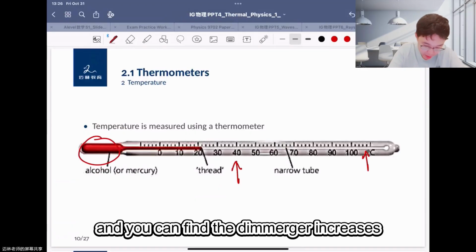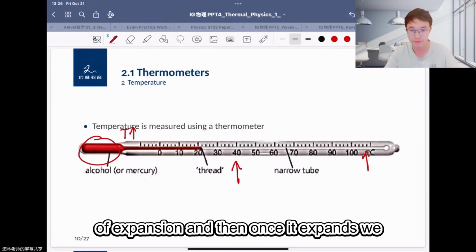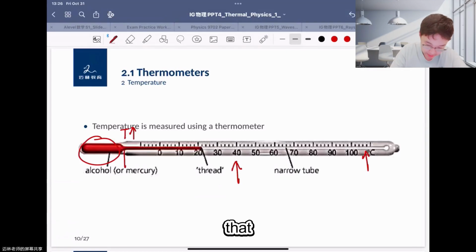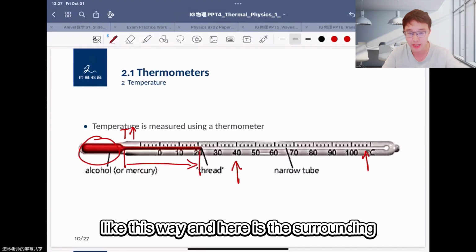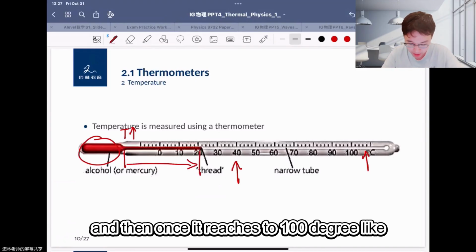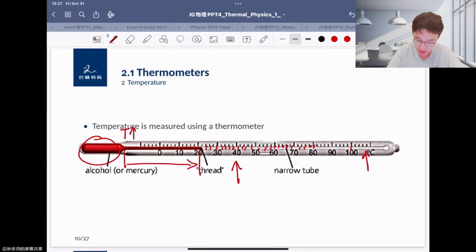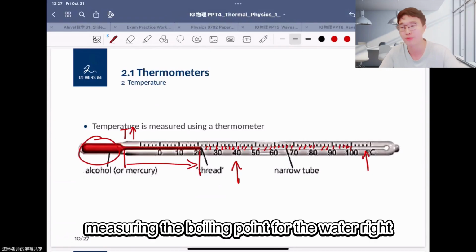And you can find when the temperature increases, it will make the liquid in the bubble expand. And then once it expands, we can say that it increases its heat this way, okay? And here is the thread inside. And then once it reaches 100 degrees like this, maybe you can understand that you're measuring the boiling point of water, right?